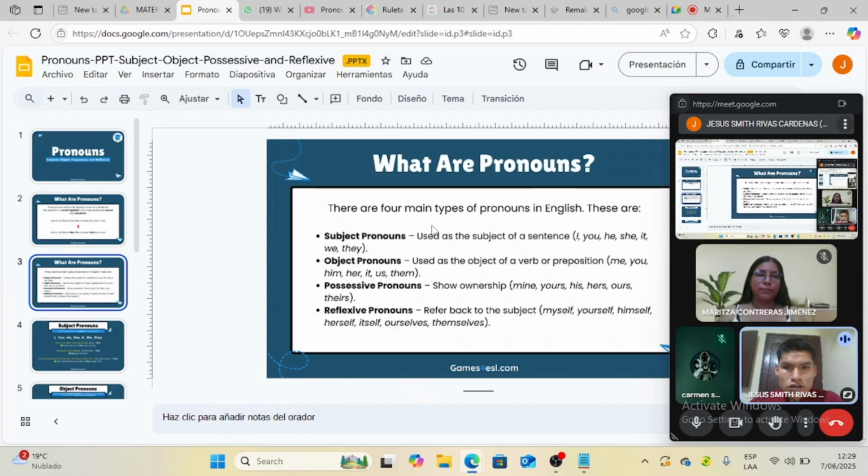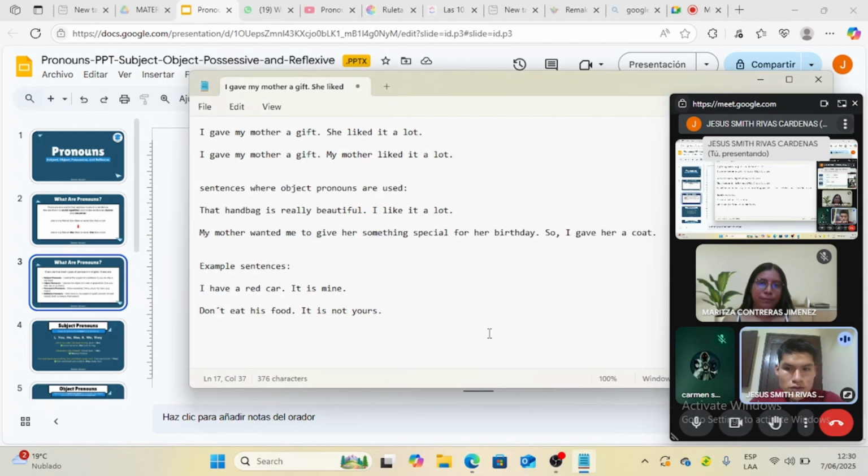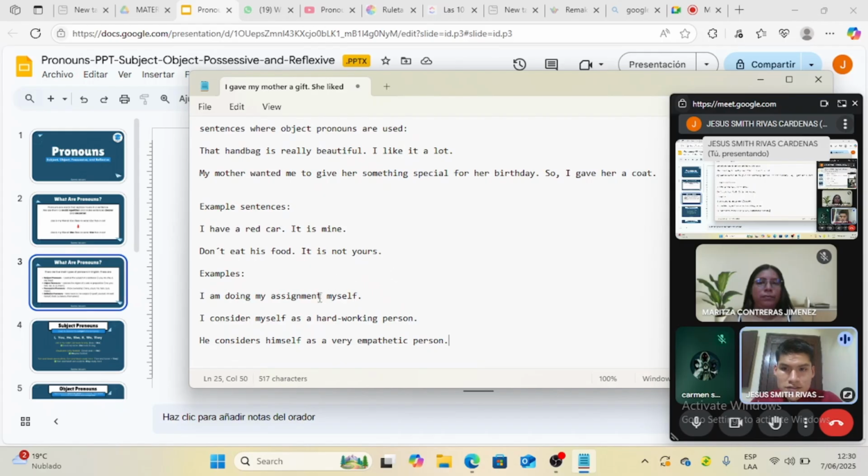And let's continue with reflexive pronouns. These refer back to the subjects. Myself, yourself, himself, herself, itself, ourselves, themselves. Well, these are used in the following examples. So, we have three examples here where myself and himself are used. The first example is, I am doing my assignment myself.